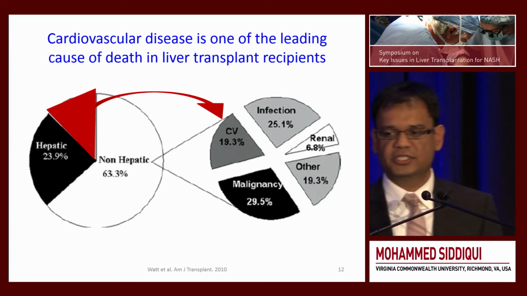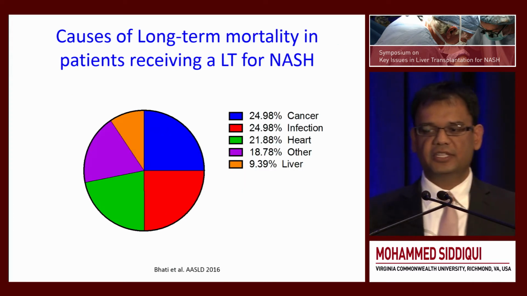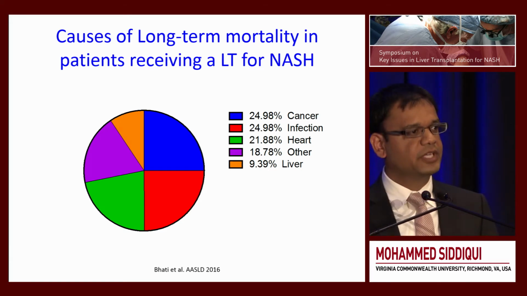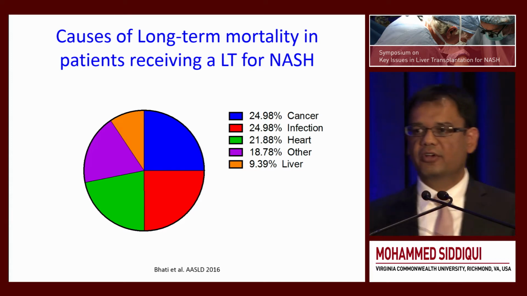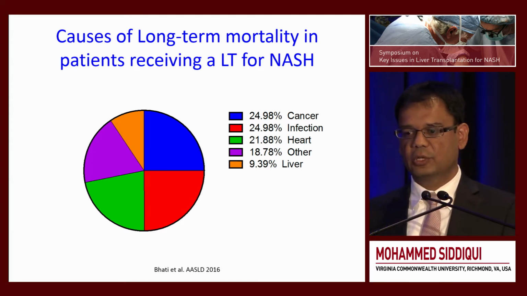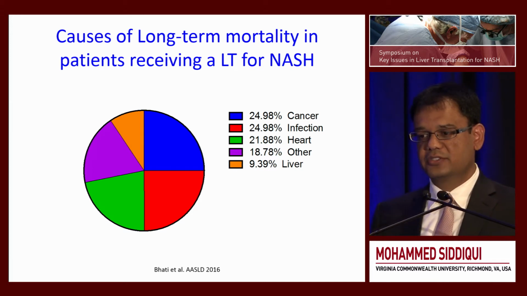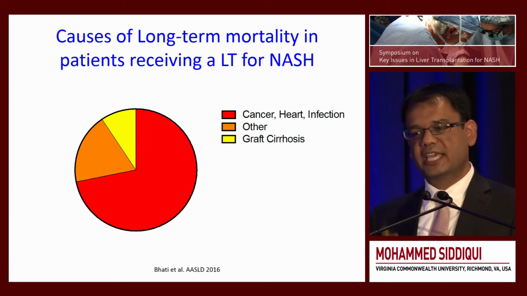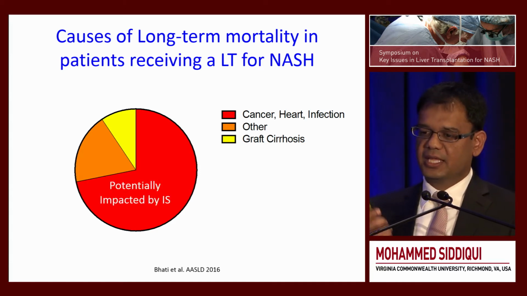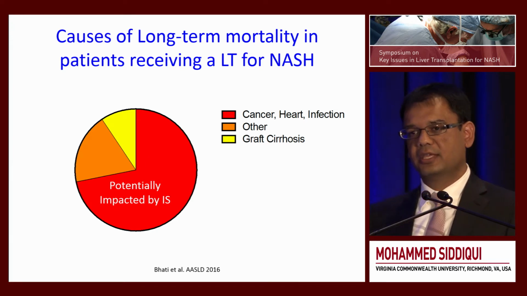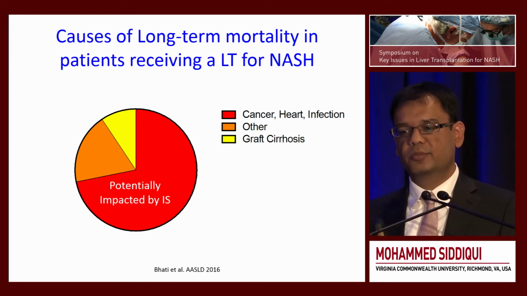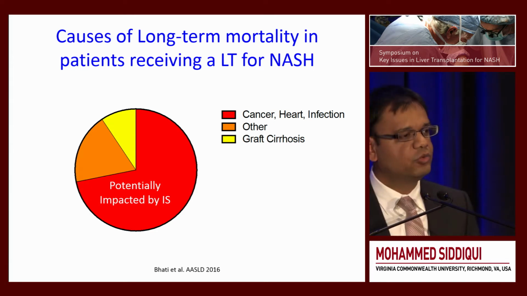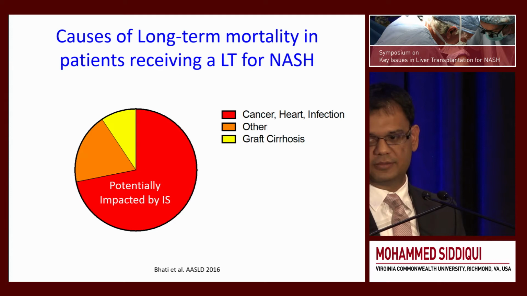Now, what about NASH patients? And this is, once again, the data that we presented at this meeting. It's a very similar picture. Actually, less than 10% of patients transplanted for NASH are dying from recurrent graft cirrhosis after 20 years of follow-up. What they're dying of are cancers, infection, heart disease, kidney disease. So another way to look at this exact same pie graph is to look at it like this. About 3/4 of these patients are dying from medical conditions that are potentially impacted by chronic immunosuppression. So the question at hand is, how do we minimize this, and how do we take care of this?